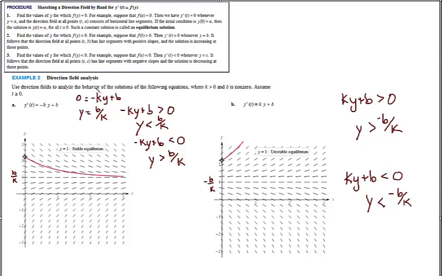And this is what we're going to call direction field analysis, just being able to tell whether or not this is going to stabilize out or whether it's going to, as t gets larger as time goes on, shoot up to infinity or negative infinity.